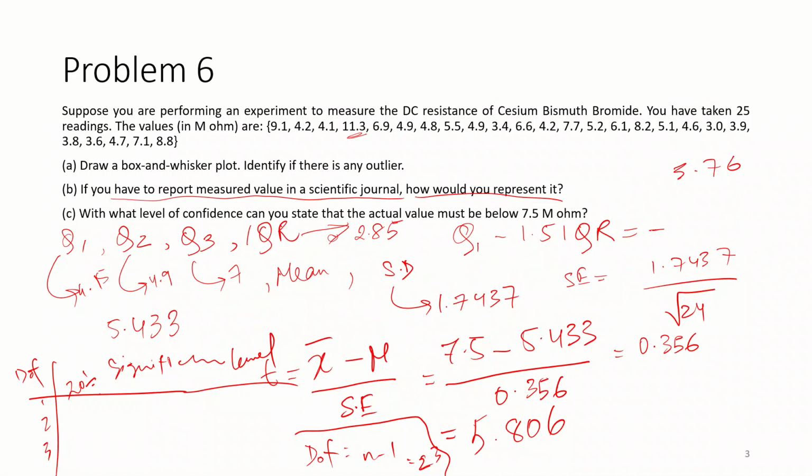Now the last statement: with what level of confidence can you state that the actual value must be below 7.5 milliohms? So how do we conclude this? You can say with 95%, or you can say actually 99% also, because it is greater than that also. So whatever is the closest, 99 will be the best answer, because at 23, 99% is 2.807. So you can tell with 99% confidence that it will be below 7.50. That will be the answer here.